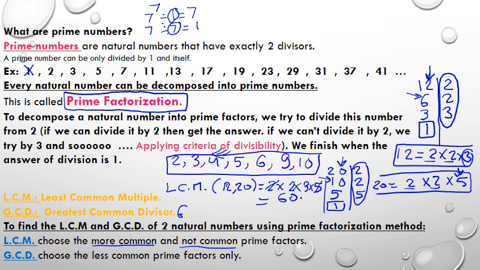Now let's find the GCD of 12 and 20. In GCD, we only choose the common prime factors with the least powers. 2 times and 2 times, so we take 2 times. 3 is not common, we don't take it. 5 is not common, we don't take it, so 2 times 2 is 4. In this way, we find the LCM and the GCD using the method of prime factorization.